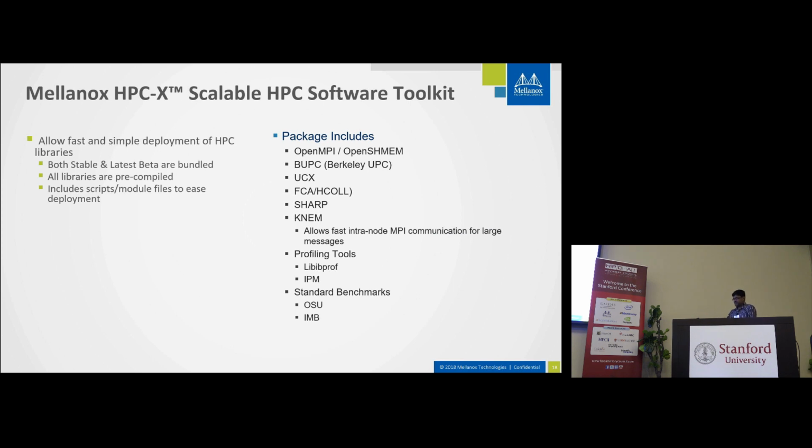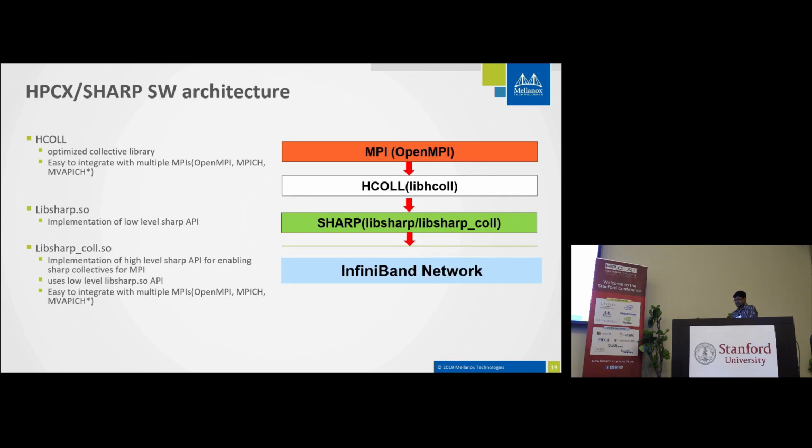It includes OpenMPI and UCX, a highly optimized InfiniBand communication library, and FCA. The other name for FCA is HCOLL. It's a highly optimized collective library from Mellanox. And Sharp, a general purpose aggregation software, and we have some profiling tools and benchmarks in HPC-X.